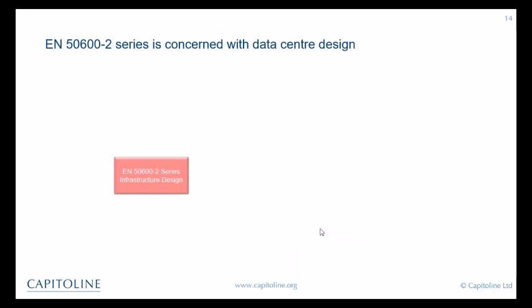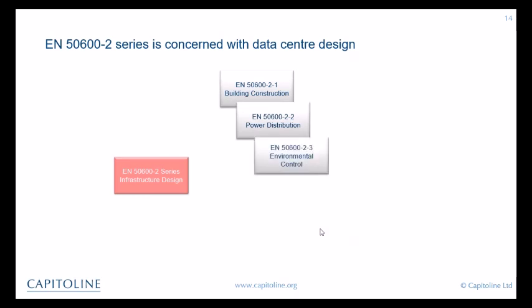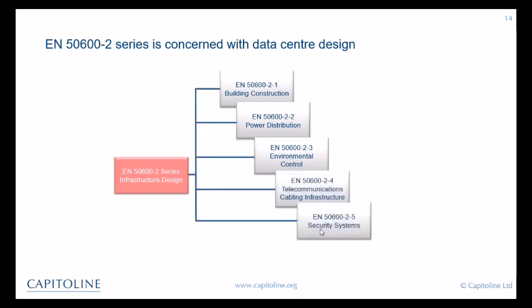So the infrastructure design section that we focus on in the design course refers to building construction, power distribution, environmental control, so temperature and humidity, telecommunications cabling infrastructure, security systems as well. So it covers all of the key elements, and in security systems that includes fire systems as well.